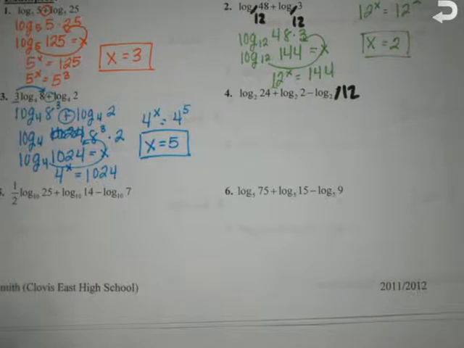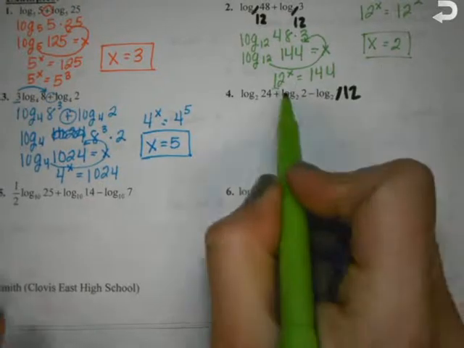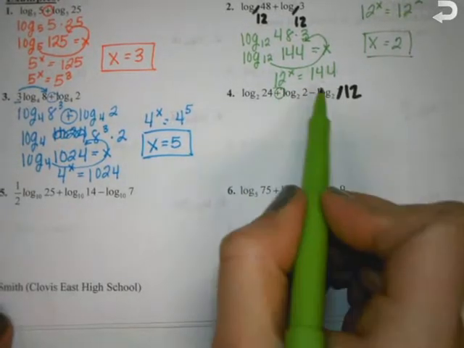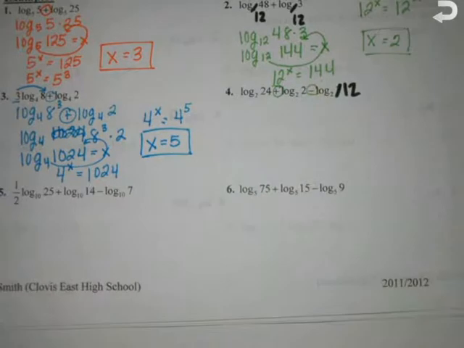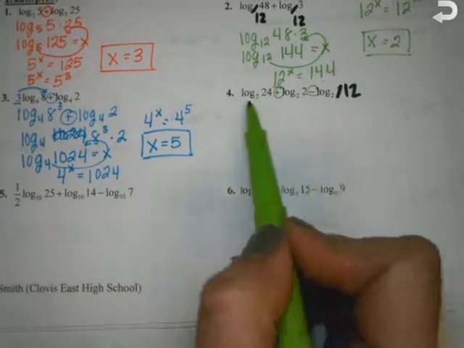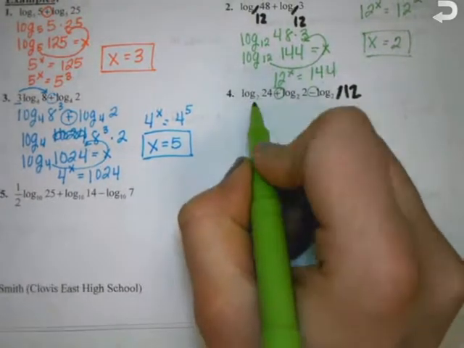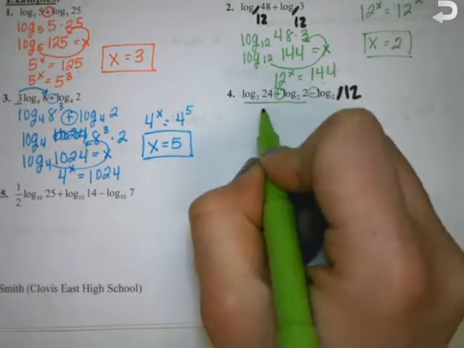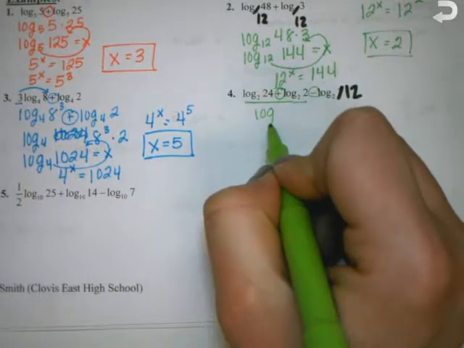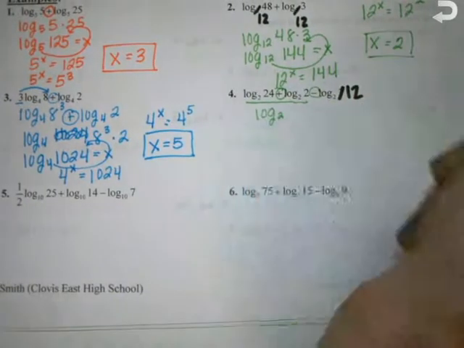So, what rules do you guys see here? I see product rule and I see quotient rule. Okay, so what we're going to do is, remember order of operations, we always go in which direction? Left to right. So we're still going to go left to right here. So I want to first combine these two. So that's going to be log base 2 of 24 times 2, right?